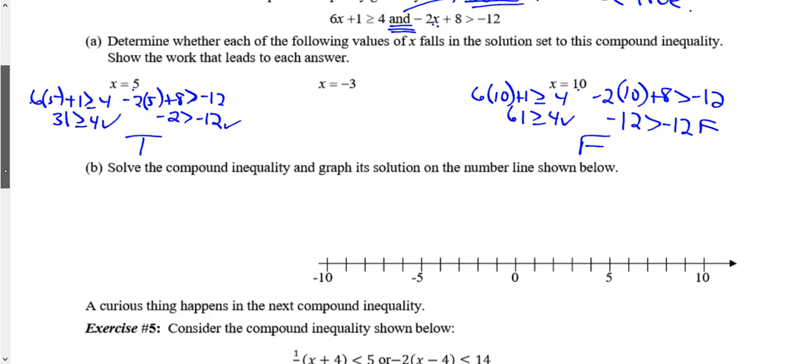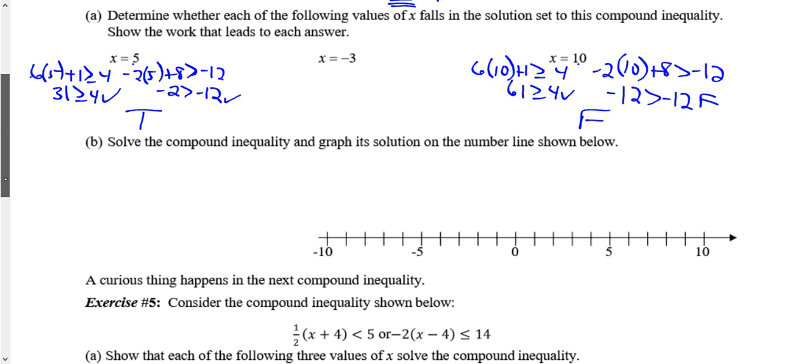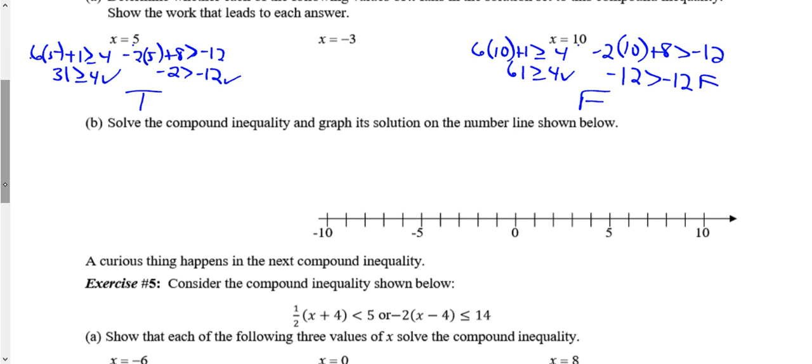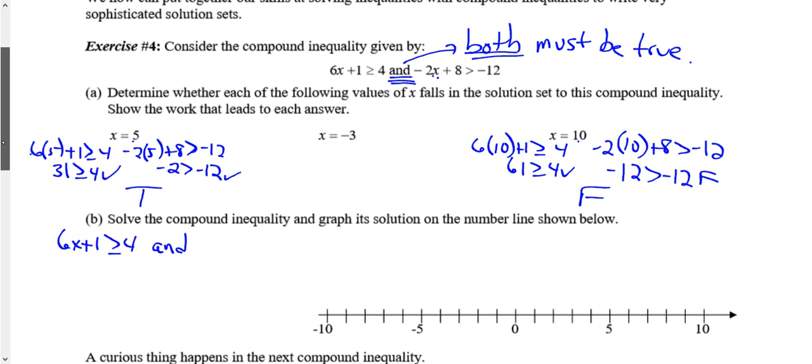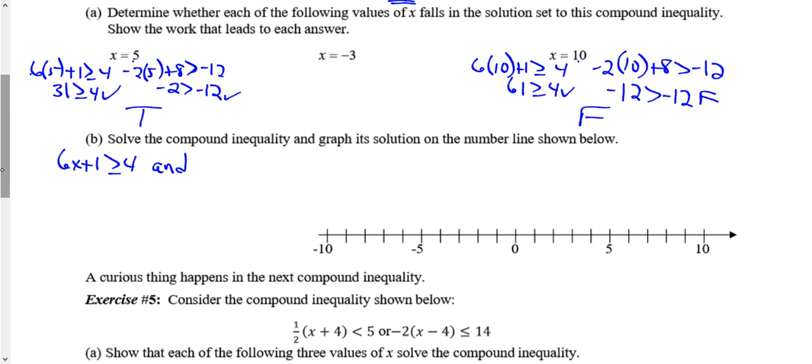Well, let's just write it down here. So 6x plus 1 greater than or equal to 4, and negative 2x plus 8 greater than negative 12. I get that right? Okay. Well, all you do is just solve one side, then the other. Yeah, that's it. So subtract 1 here for both sides.